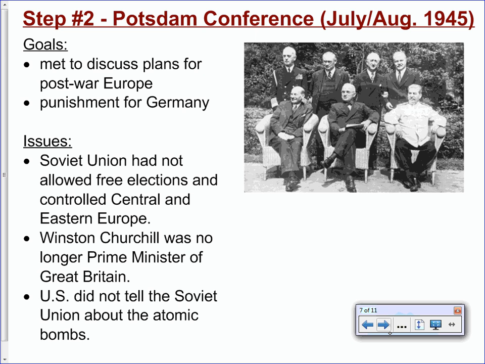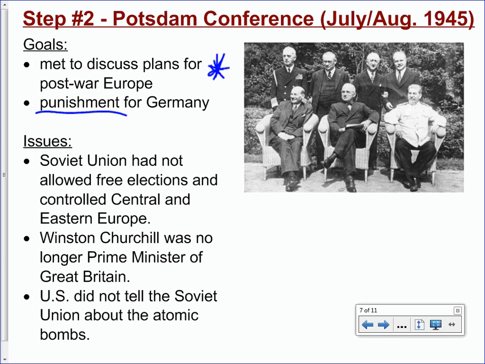Step 2 is going to be the Potsdam Conference. It's going to be roughly 3, 4, 5 months later. Now the war in Europe is over. Now we're going to start looking at the war in Asia, the war in the Pacific. So once again, how do we discuss what's going to go on in Europe? Here's our punishment for Germany.